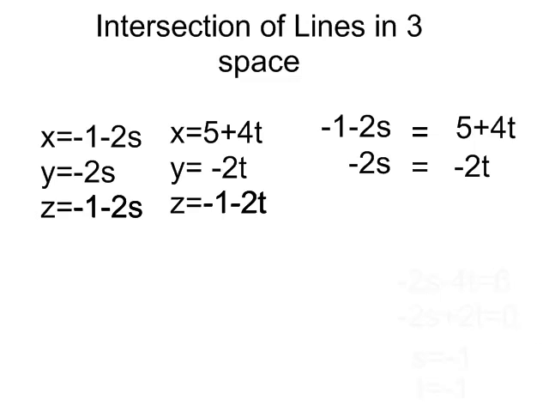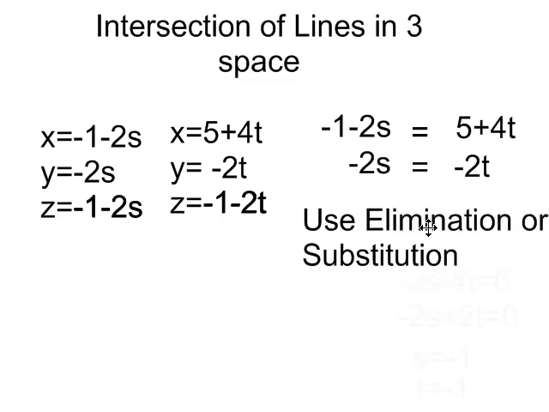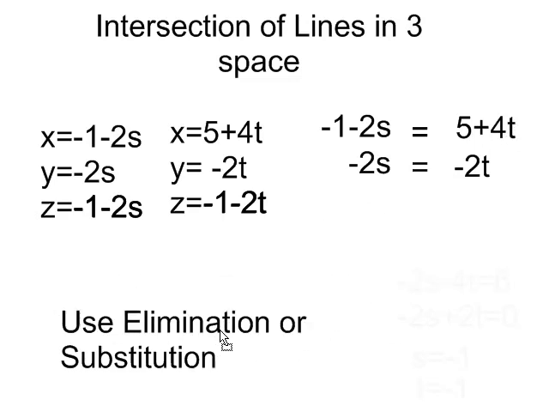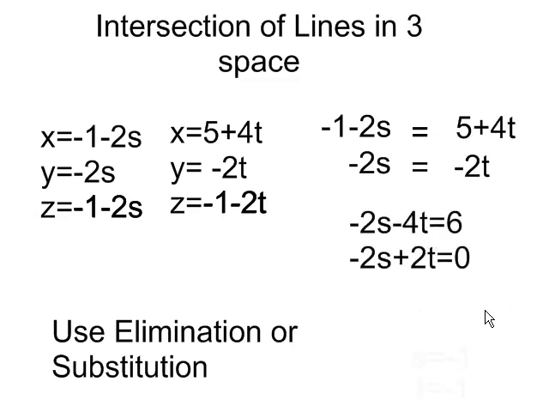We can solve these two equations however we like. We could use elimination or we could use substitution. This would be a particularly good pair of equations to use substitution because I know that negative 2s is equal to negative 2t, so s is equal to t. I could substitute that back into my first system of equations and find out what s is. If I wanted to use elimination, I can, and there are my equations to use elimination. And when I do solve them, which is easy enough, I find out that s is equal to negative 1 and t is equal to negative 1.